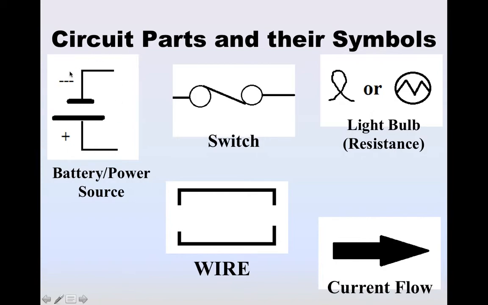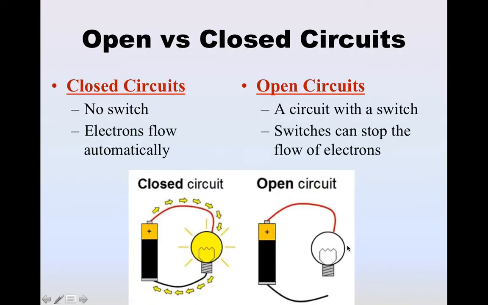What we have right here, this first one over to the side, is a battery source, or your source of power. This demonstrates the switch. These images, especially this one that I'm swirling my pointer around, is the light bulb. The straight lines represent the wire, and then the arrow represents your current flow.